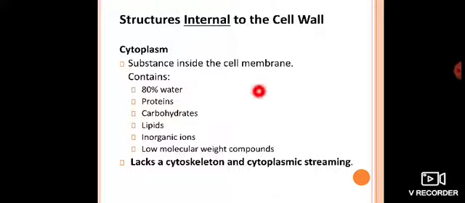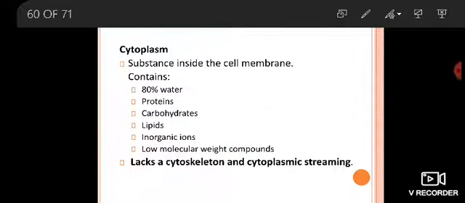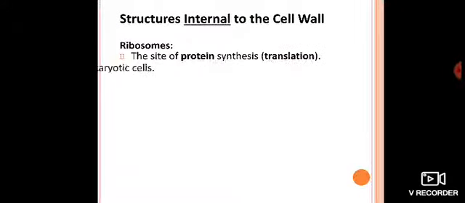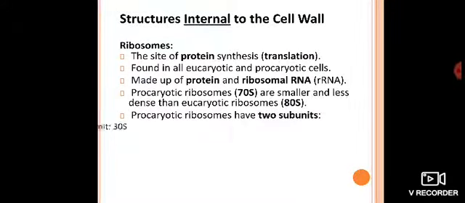First, what does the cytoplasm contain? Cytoplasm contains 80% water, protein, carbohydrate, lipid, inorganic ions, and low molecular weight compounds. Those are all present in the cytoplasm. Then there is a lack of cytoskeleton and cytoplasmic streaming. In this component, the cytoplasm has little cytoskeleton and cytoplasmic streaming. Then in the next slide we can observe the different components.